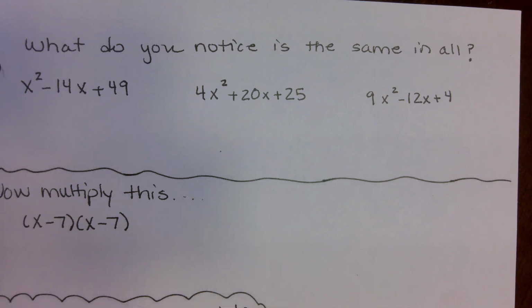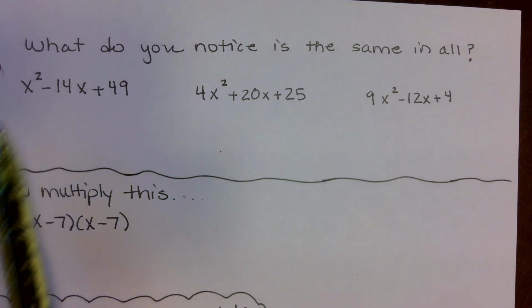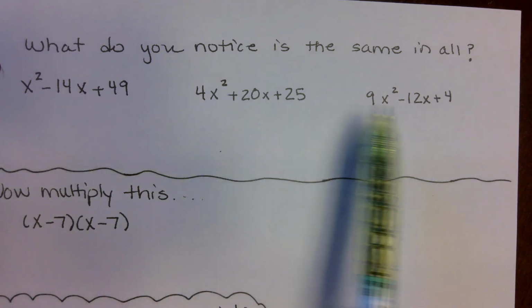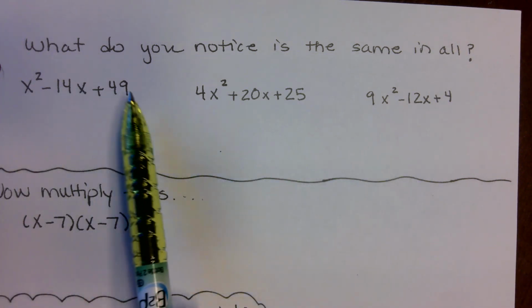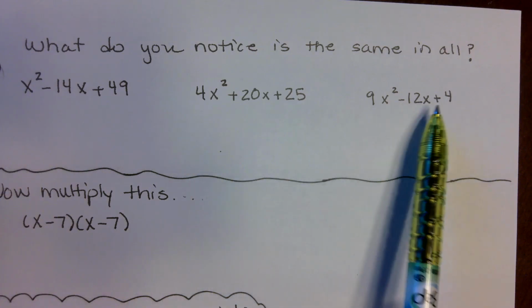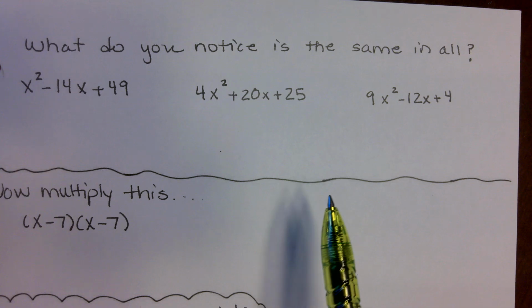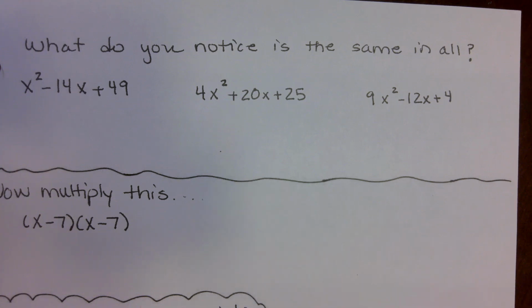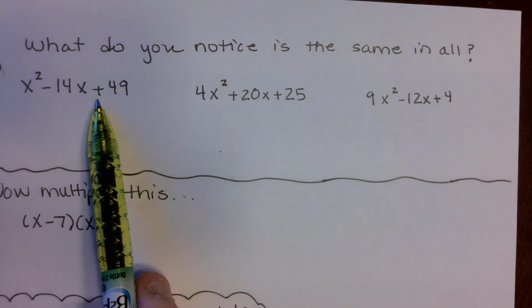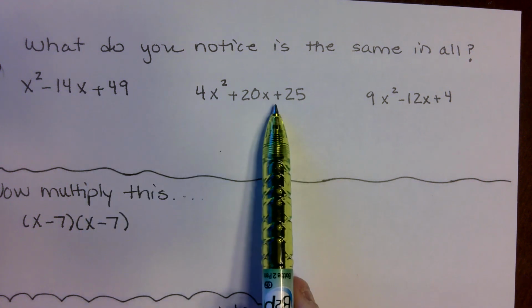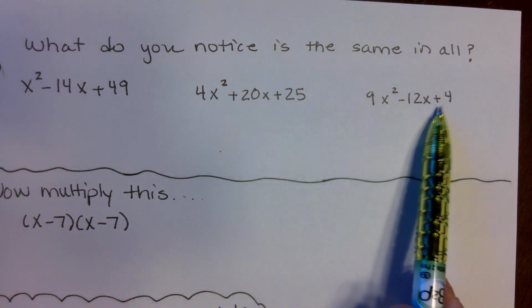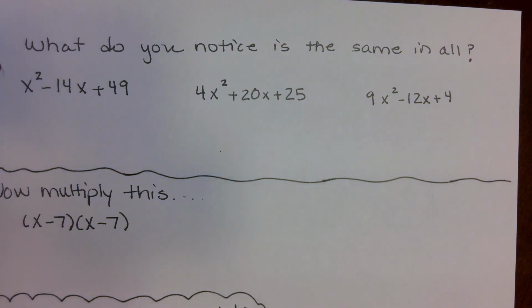Okay, what else do you notice is exactly the same in all three of them? They all have three terms, x squared, x and a number. They're all trinomials. What about the addition or subtraction? Is there anything that's the same in all of them? Yes, this. This is the same. Same. Same. Right? So there are some things going on here too.